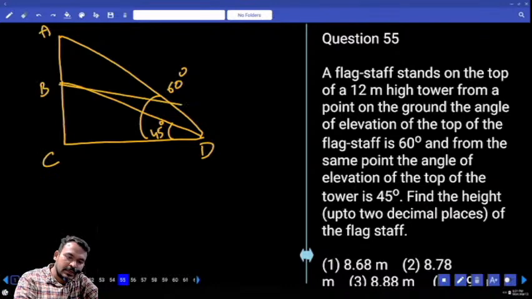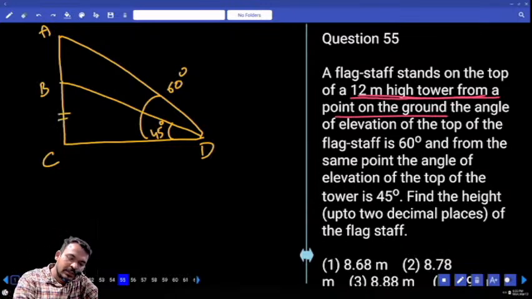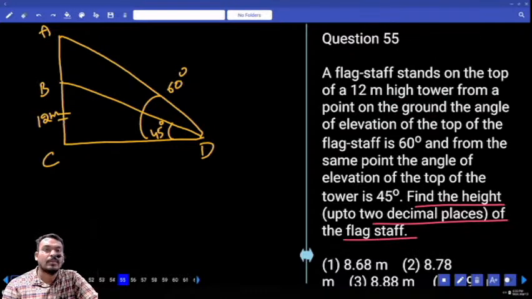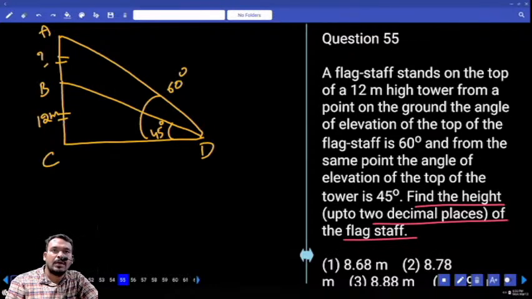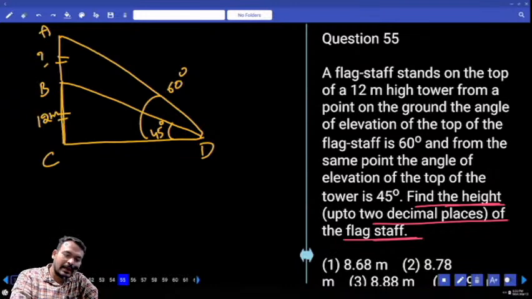And here BC is the height of the tower. BC is the 12 meters high tower from a point on the ground. What is the question here? Find the height of the flagstaff. So we require the AB value. Already the height of the tower is 12 meters. From point B to point A, it is the height of the flagstaff.